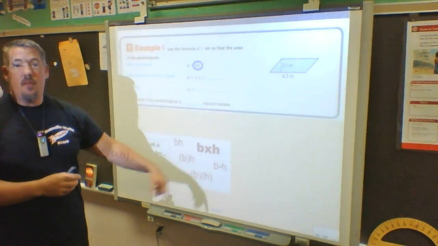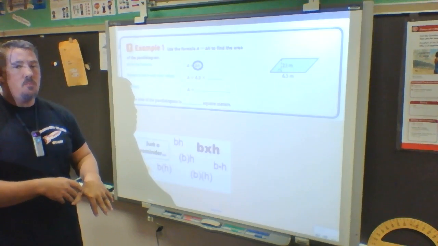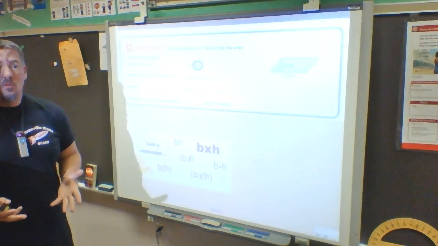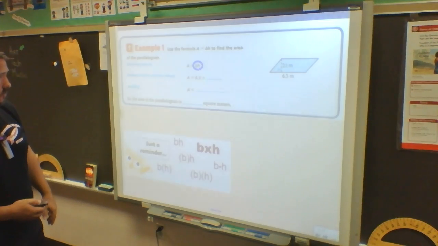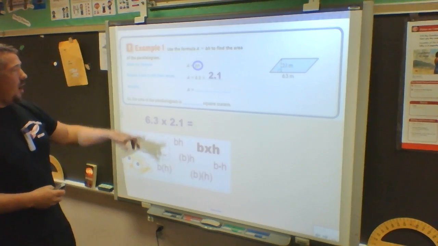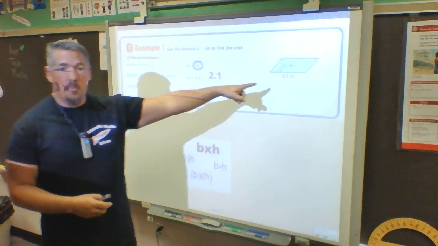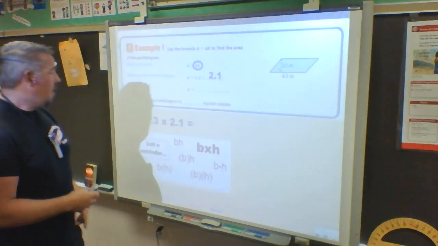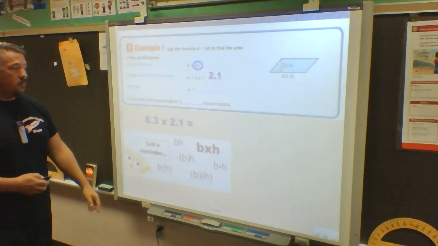Or we also have that floating dot. Once again, it's not a decimal point because it's not on the baseline. It's a floating dot, which means multiplication. So when I multiply then, I'm going to use my base, which they showed me as 6.3. I'm going to use my height of 2.1, and then I'm simply going to multiply them together.